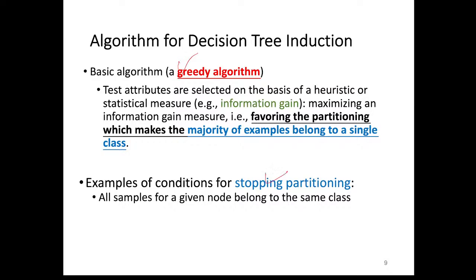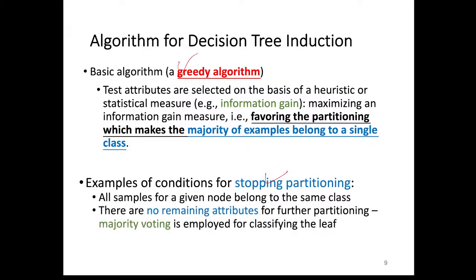And when should we stop partitioning? One possibility is that if all samples belong to the same class, then we simply cannot continue anymore. The other possibility is that if we tried all the attributes and there's no more attribute that can partition the data points, then we need to stop there. Or if there's no sample left, of course we cannot continue anymore.